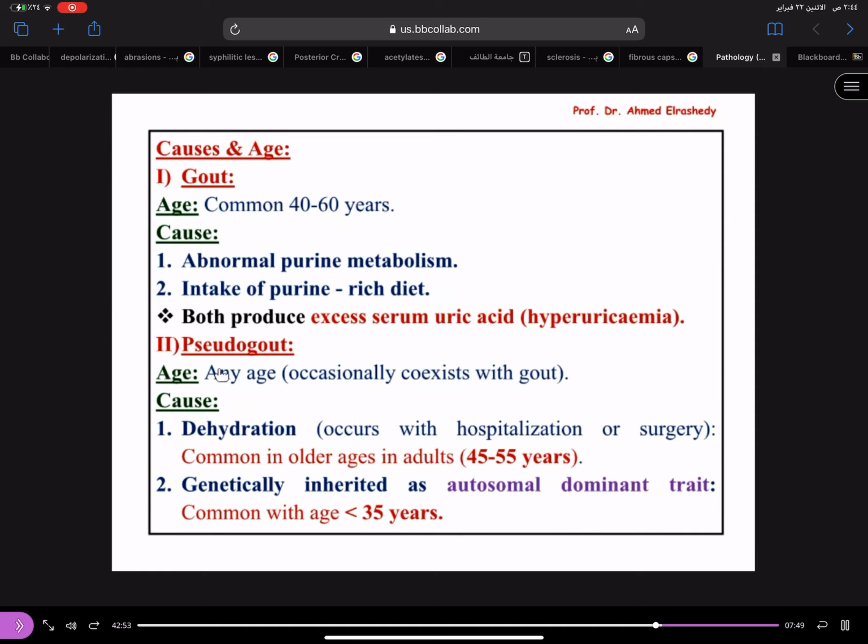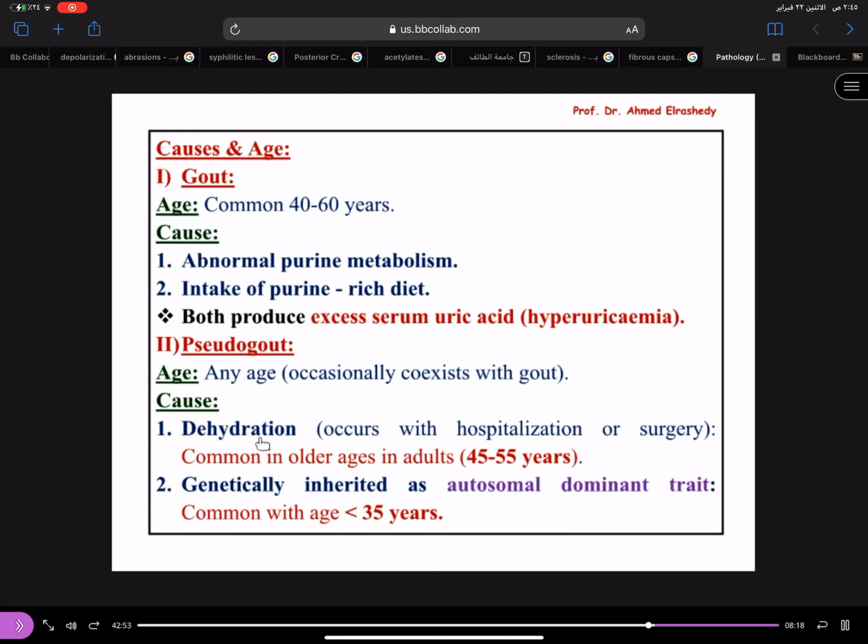Yes. So pseudo gout. Okay, so gout is a middle-aged disease. The main causes are abnormal metabolism of purine or more intake of purine, which leads to more uric acid. And the pseudo gout, which is due to calcium pyrophosphate crystals, can occur at any age. Okay. Sometimes it coexists with gout, meaning gout is also there, and sometimes this is also there.